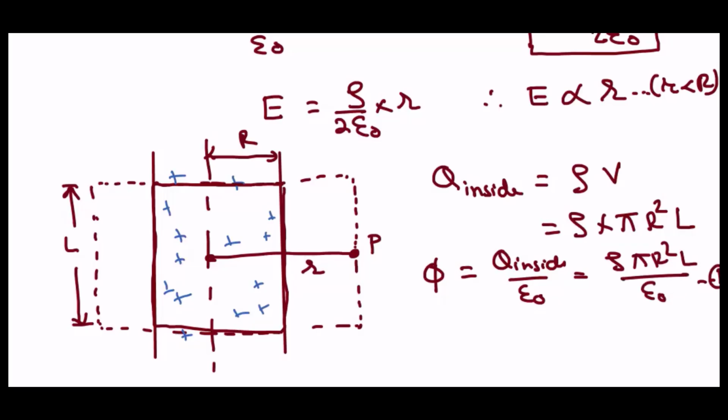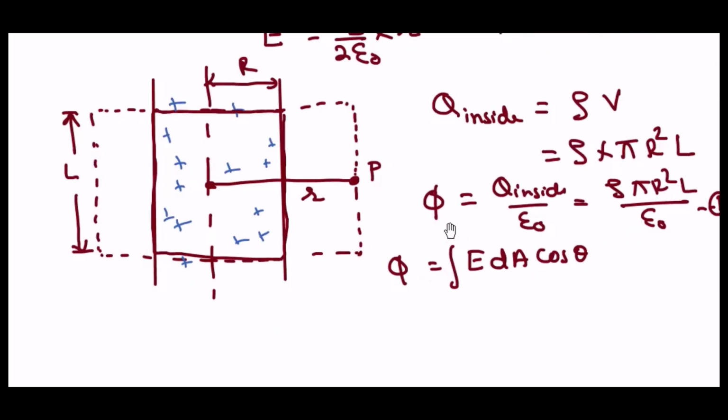Equation number 1. Let's apply for phi the equation integral of E dA cos theta. Again we will look at how many surfaces. So the surfaces that we have, for this we have to look at the Gaussian surface: this is surface number 1, this is surface number 2, and the curved surface 3. Like in the previous cases, there will not be any flux associated with surface 1 and 2 because theta will be 90 degrees. So flux will be associated only with the curved surface 3.